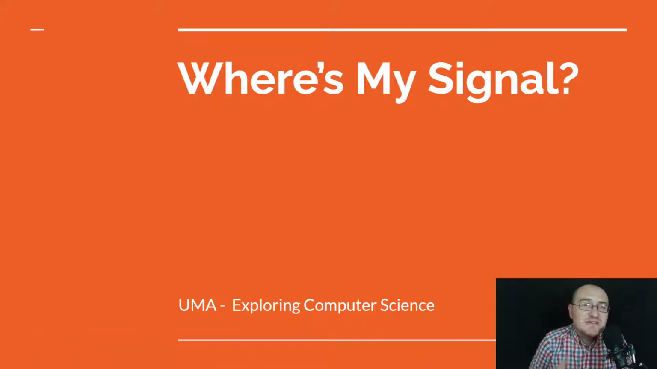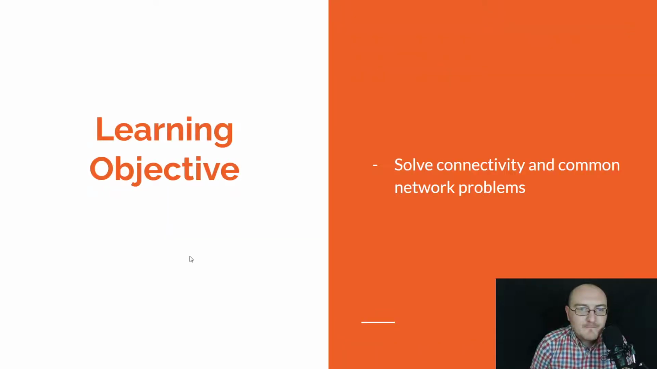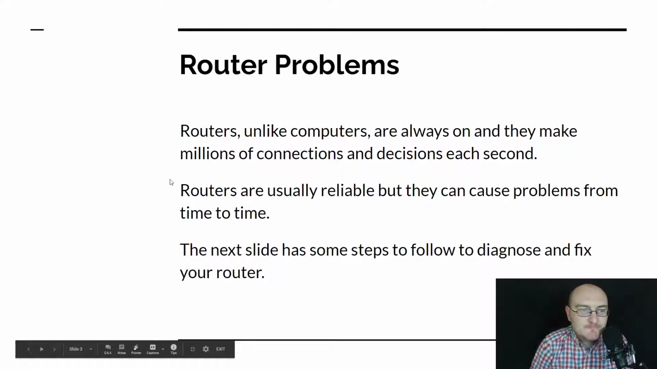Storm, and this video is actually going to be pretty quick. What we're going to do in this video is talk about common networking problems you might find, and I'm going to basically teach you how to fix the internet at your house if it goes out or you have issues with it. So the learning objective for this lesson is to solve connectivity and common network problems.